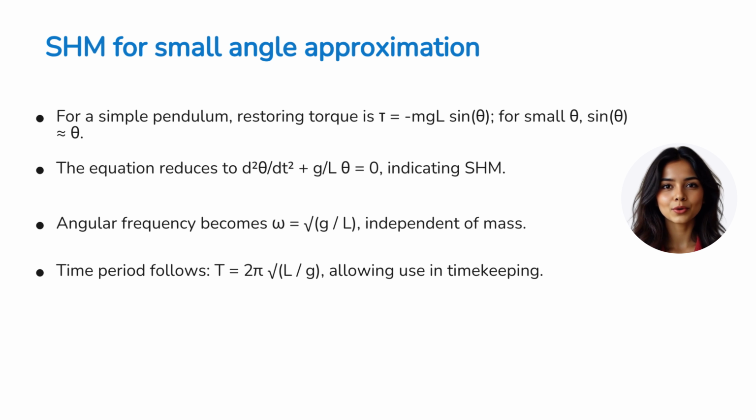The angular frequency omega then becomes square root of g over L, measured in radians per second, showing that it depends only on the pendulum's length and gravity, but not on mass. This independence on mass is why pendulum clocks keep such accurate time regardless of the bob's weight. The time period T, the time for a full swing back and forth, equals 2 pi times square root of L over g, measured in seconds.